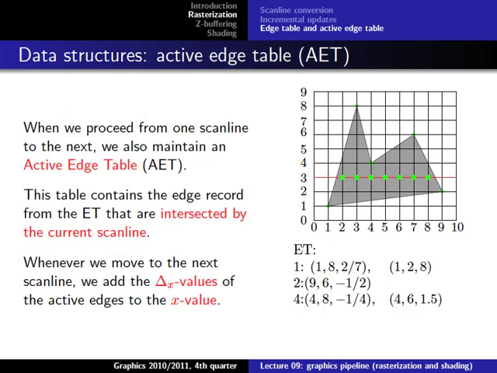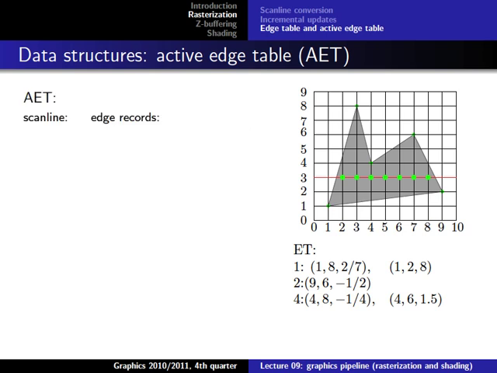Now, to do the calculation, we use another table, which is called the active edge table. You see already in the name, it is an active table. So this is the table that changes, that does the processing. We start by initializing it so that the table initially contains the edge records from the edge table that intersect with the current scan line. And then, of course, in each step this entry changes, because for the next scan line, we add the delta x value to the stored x value. So let's look at an example here.